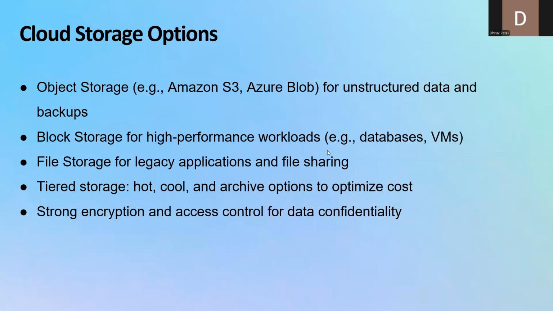File storage is reserved for applications that require a shared file system or are not cloud native. Services like Amazon EFS or Azure Files ensure compatibility and ease of use. Additionally, we are implementing a tiered storage model: hot for frequently accessed data, cold for infrequently accessed files, and archive for long-term storage. This approach optimizes cost without compromising accessibility. All storage is encrypted at rest and in transit, with strict access control to ensure compliance and data confidentiality.